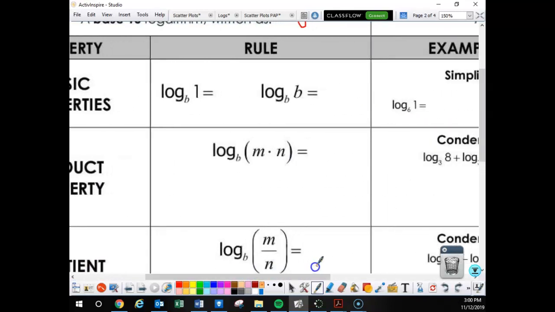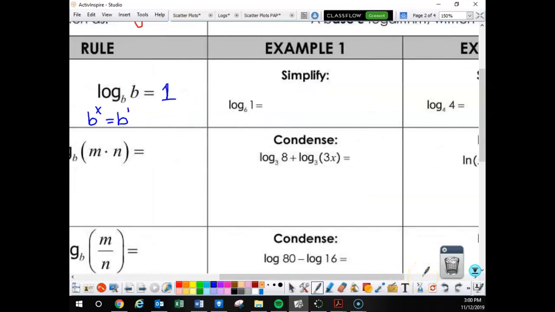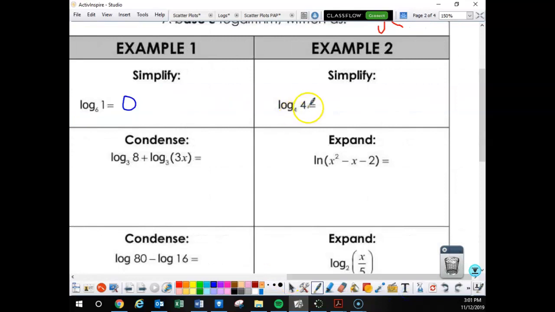So any base, log base b of 1 is always going to be 0. So that's one of the things you should just always remember. If you have log of 1, no matter what the base is, it's always going to be 0. And then log base b of b is going to be 1, right? Because think about it. If I have b raised to the x is equal to b, b to the 1, so then x is equal to 1, so therefore it is 1. So some examples: log base 6 of 1 would be 0. And then log base 4 of 4 is 1. Okay?